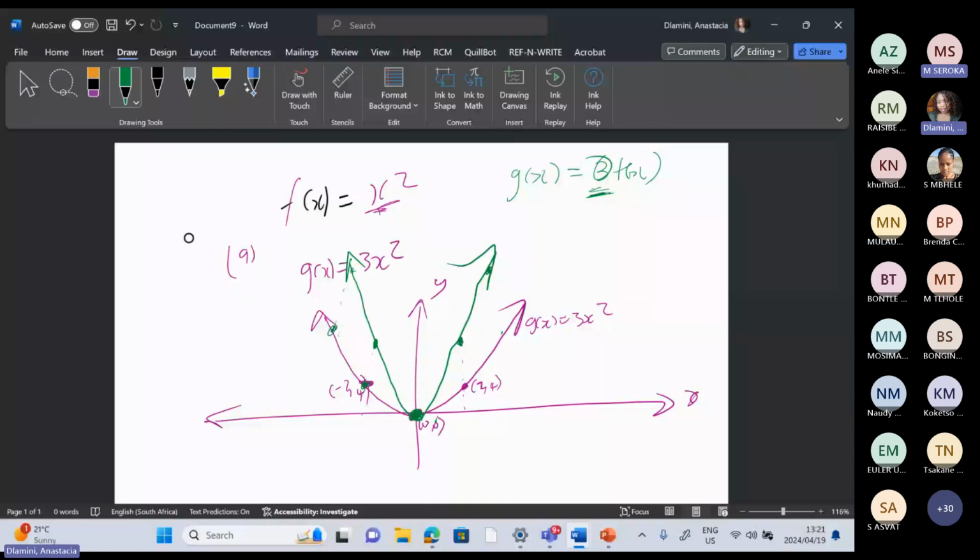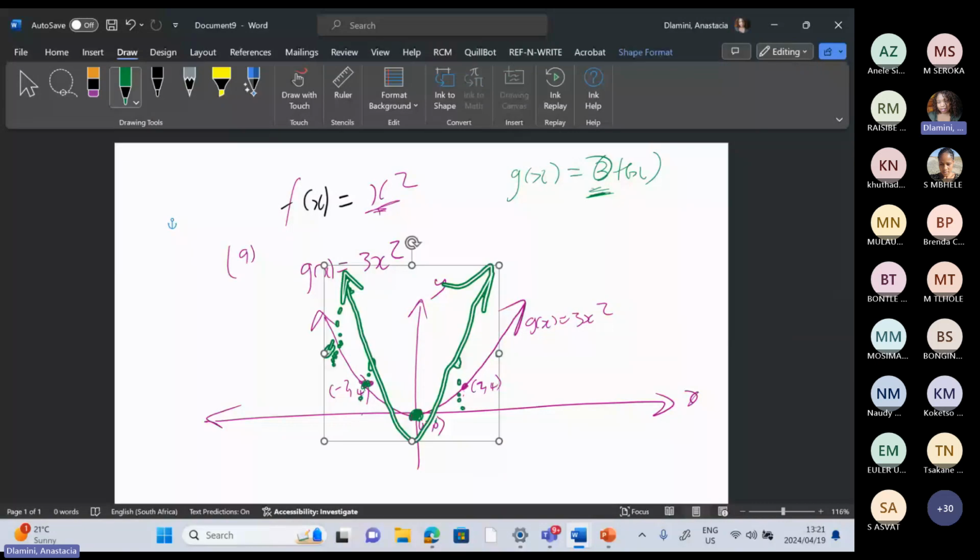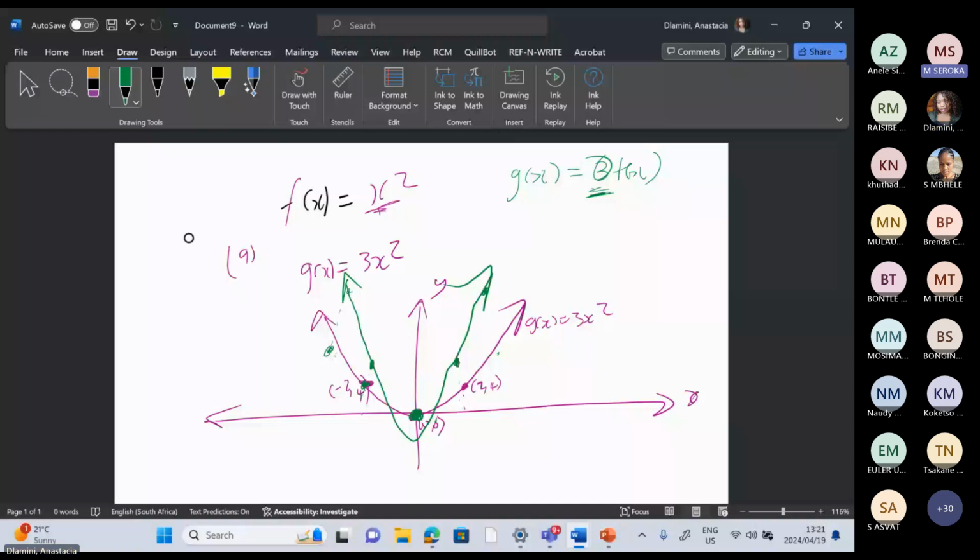Yes, ma'am. Now imagine pressing the purple graph down. It will become wider. Are we together there?